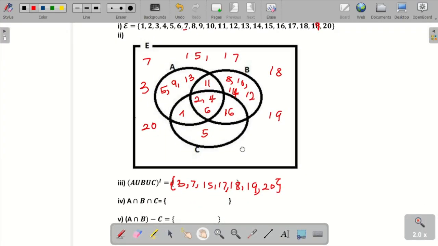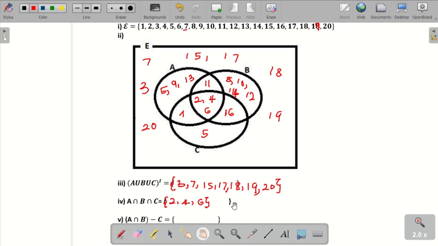So let's find A intersection B intersection C. The intersection of sets simply means all those elements that are in A, B, and C. And from here you can easily get them. So we have 2, 4, 6. So the elements are 2, 4, and 6. So these are A intersection B intersection C.